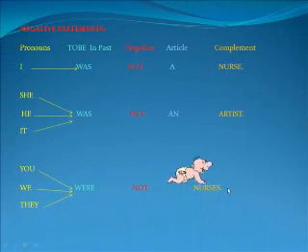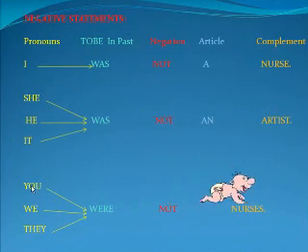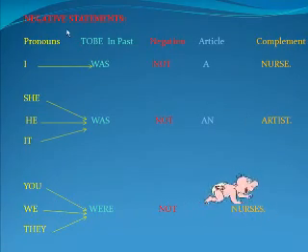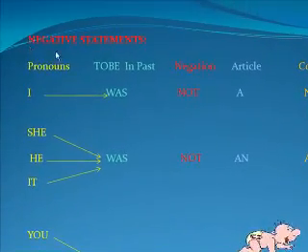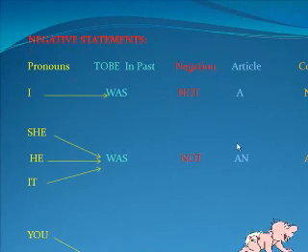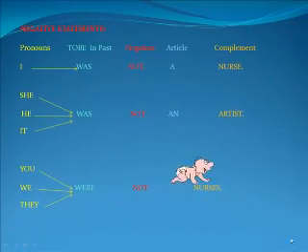I was not a nurse. She was not a nurse. He was not a nurse. It was not a nurse. You were not nurses. We were not nurses. They were not nurses. Queridos estudiantes, no olvidarse que para la forma negativa, primero el pronombre, el verbo to be en pasado, la negación, el artículo y finalmente el complemento.